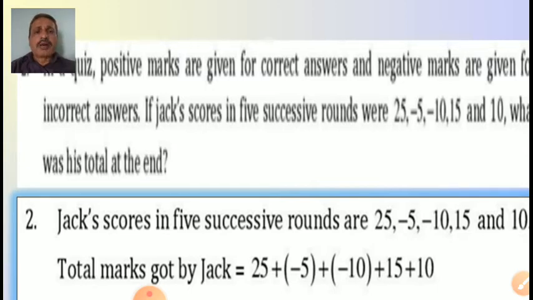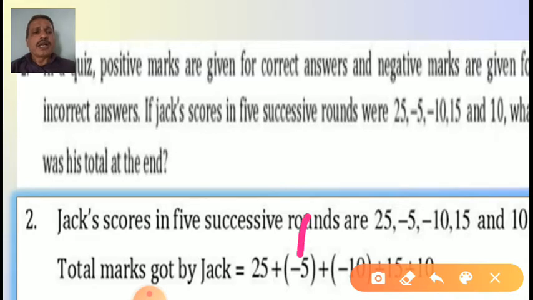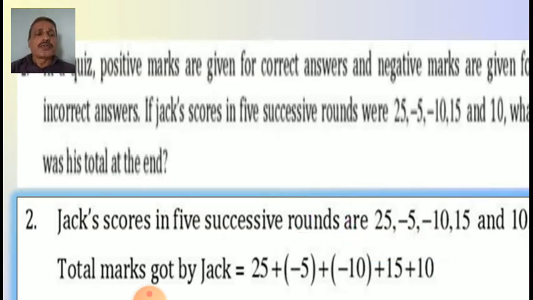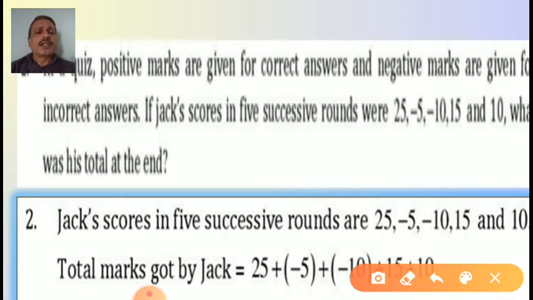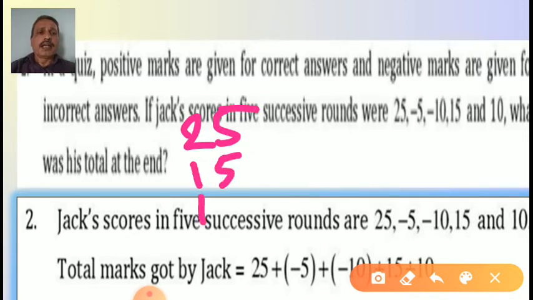Whatever the negative number, we have to put in bracket. Yes, there are 2 negative numbers. One is -5 and one is -10. What we have to do here? Very simple. Add the positive numbers together and add the negative numbers together. See, here the positive numbers are 25, then 15 and 10. So we can add 25, 15 and 10.